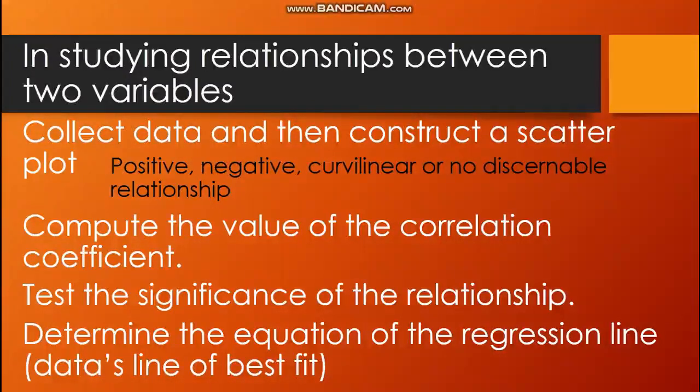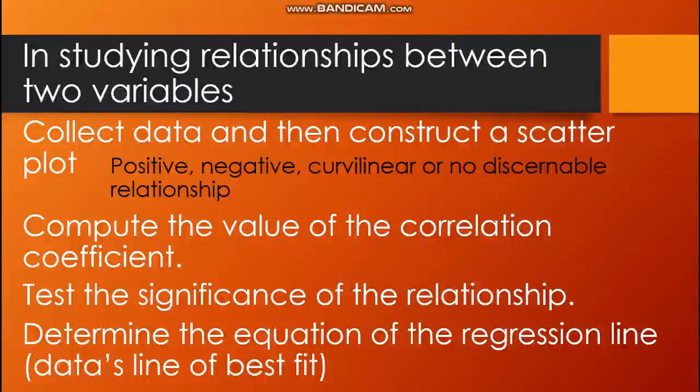Now, take note of this. If the computed value of R or the relationship is not significant using the traditional method of testing our hypothesis, we no longer need to get the regression line because it will be meaningless, since there is no significant relationship. So therefore, we no longer need to get the equation of the regression line because the purpose of the regression line is to see the trend and then we make predictions on the basis of the data that we have. Okay? So, if there is no significant relationship, it is meaningless to determine the equation of the regression line.